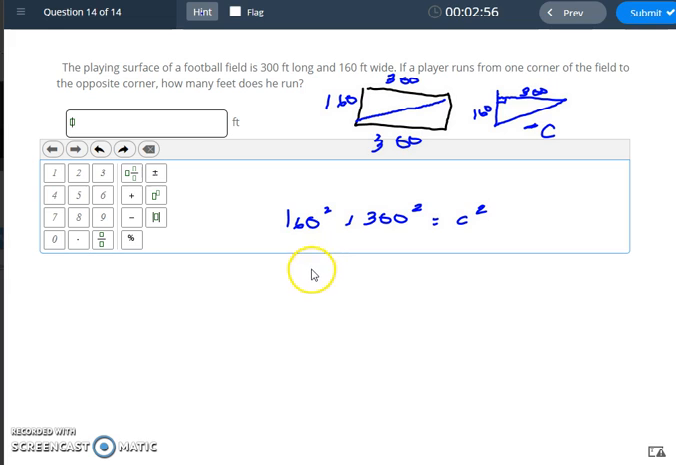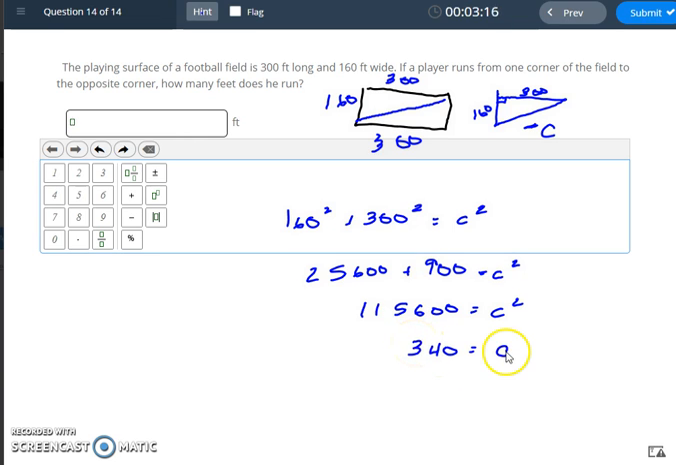So 160 squared is 25,600. 300 squared is 90,000. Adding those together, we get 115,600. Taking the square root, we get that x is equal, or C is equal to 340 feet.